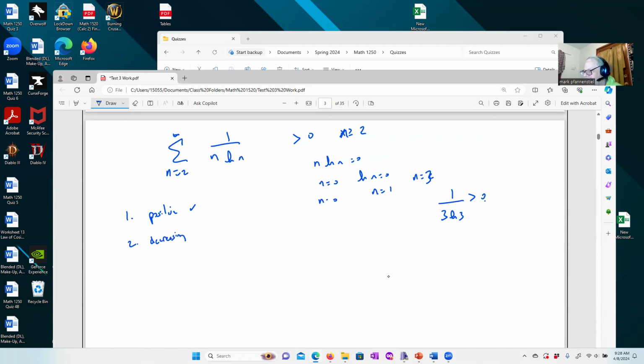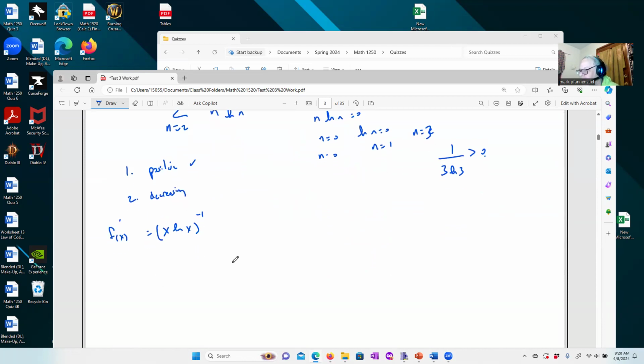Is it a decreasing function? We'll take x ln x to the -1. We're just replacing the n's with x's for a moment, and we'll say f of x equals that, and take its derivative just to see if it's decreasing. So we end up with -1 times x ln x raised to the -2. That's the chain rule for that.